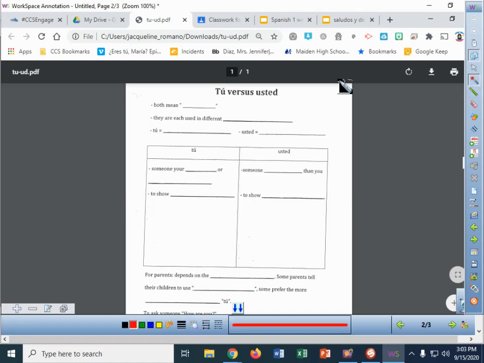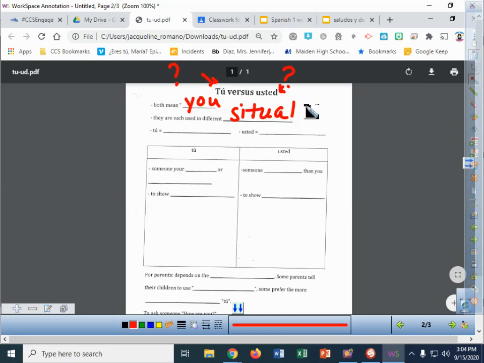Okay, so let's begin. So tú versus usted. When do I use tú? When do I use usted? Because they both mean you. They are each used in different situations. And we're going to go over that today.